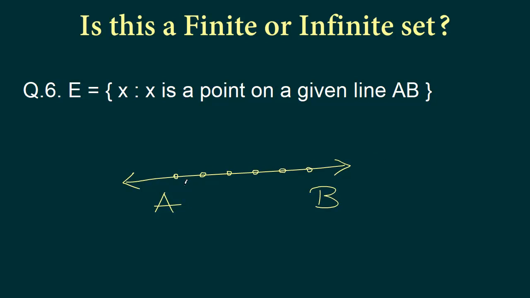Now we know the definition of a line. A line is represented by arrows on both ends, which basically signify the fact that the line extends infinitely in both directions. So a line will have infinitely many points. So this is an example of an infinite set. So here E is an infinite set.